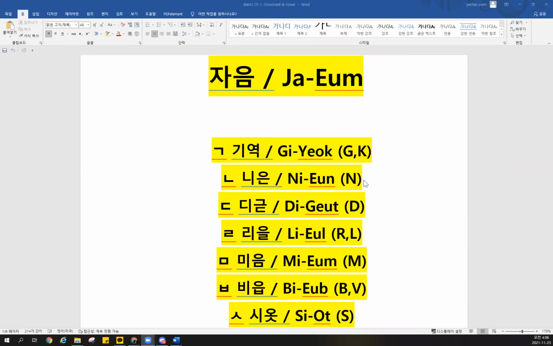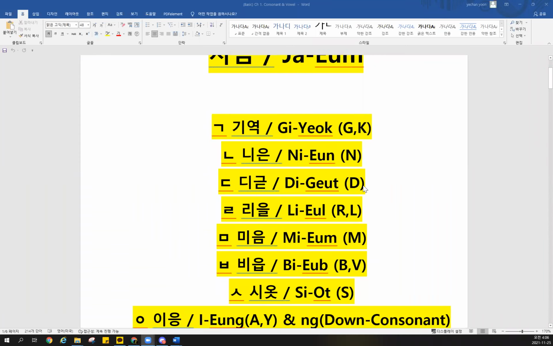Next one, 티귿. You can sound it like 더. And you can write it with D. We also have 리을. Sounds like la. We don't have an r or a v or an f sound, okay? We only have a soft sound because Koreans like to speak in an easy way. So you can write it with R and L, but the pronunciation is going to be la.